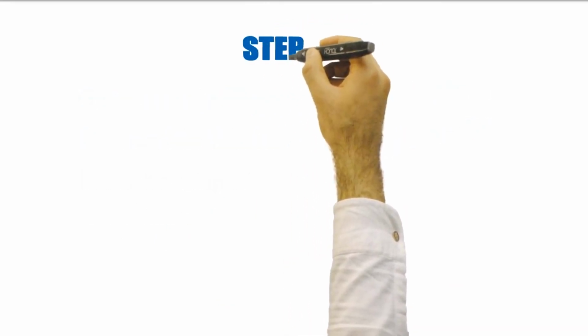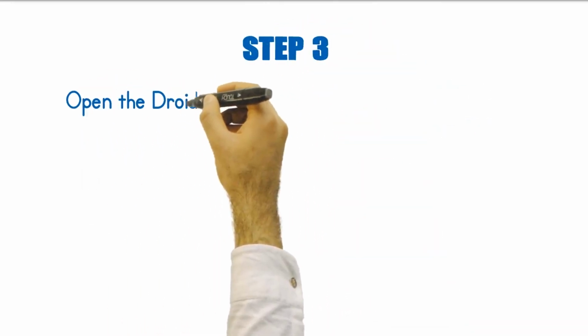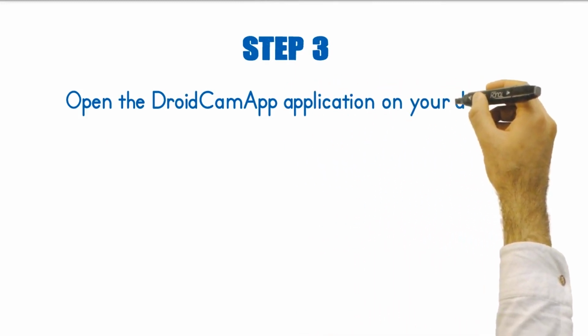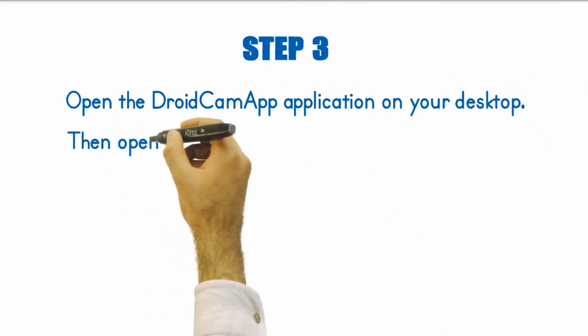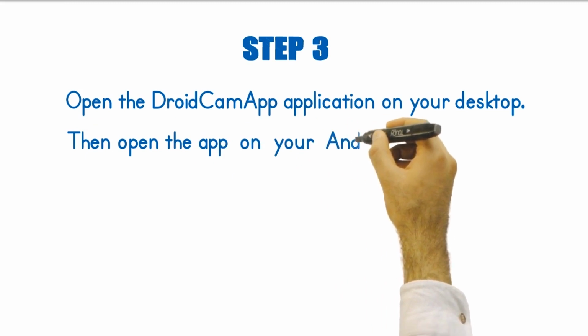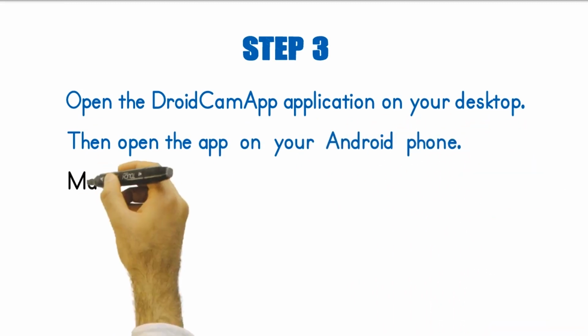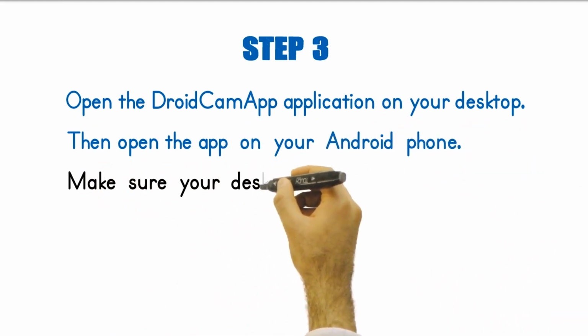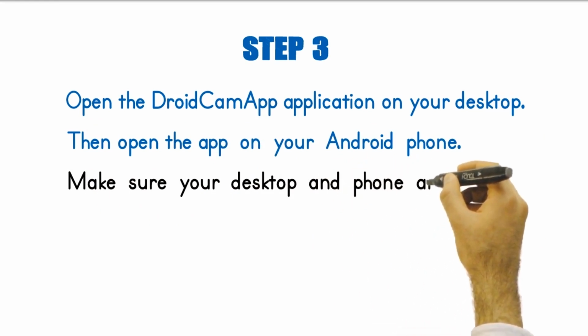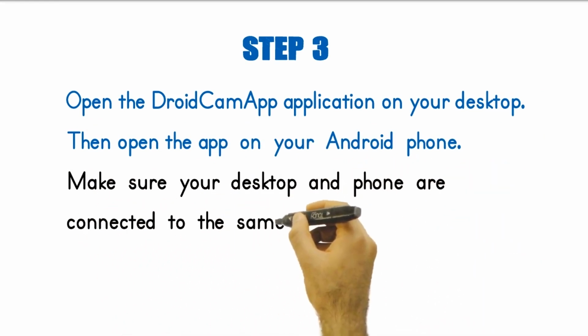Step 3. Click the DroidCam app icon on your desktop to open it. Open the app on your Android phone, too. Also make sure your desktop and phone are connected to the same Wi-Fi network. It also works if your desktop is connected via Ethernet.